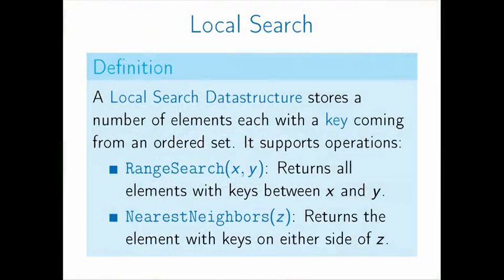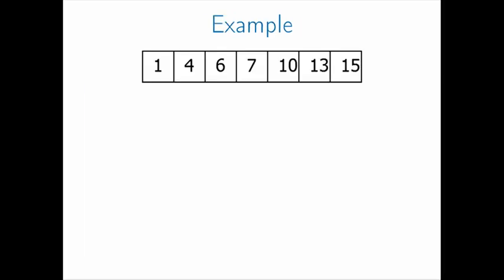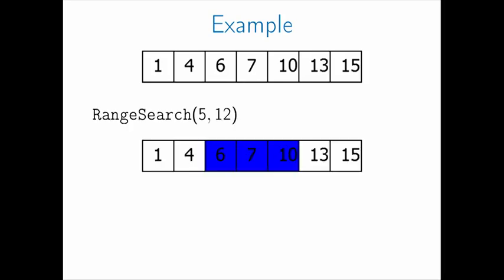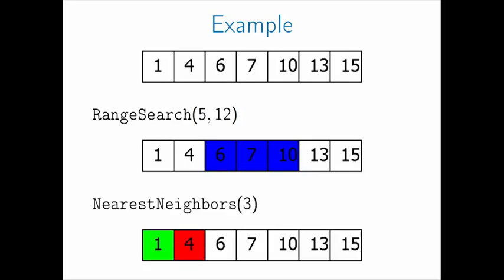Things like range search, which should return all of the elements whose keys are between two numbers x and y. Or nearest neighbors, where given another key z, you want to find the things closest to z on either side in this data structure. So, for example, if we have such a data structure storing the following numbers, if we wanted to do a range search for 5 to 12, it should return 6, 7, and 10, the three numbers that are stored that are between 5 and 12. If we want the nearest neighbors of 3, we should return 1 and 4, since those are the closest things we have to 3 on either side.